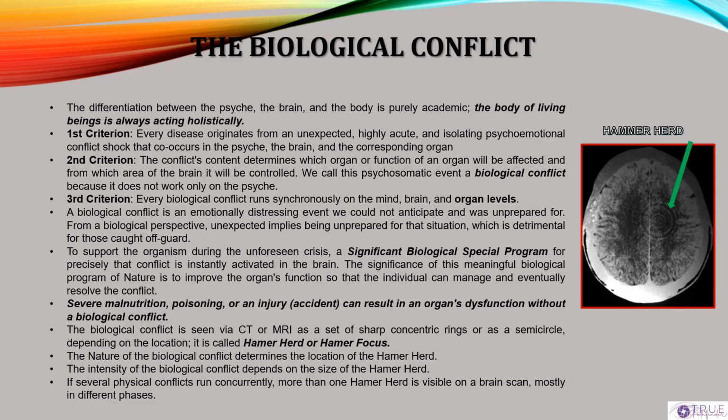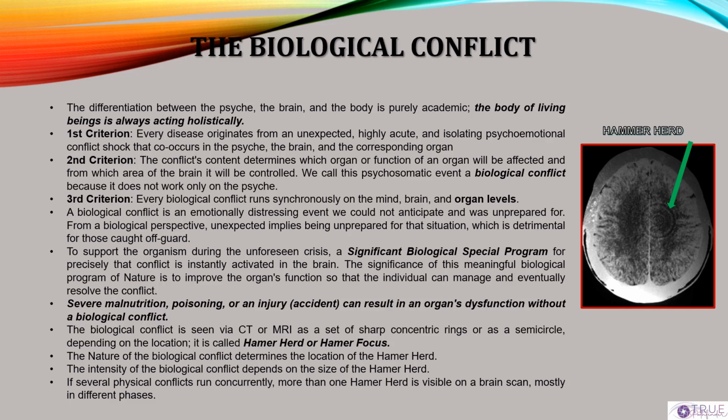Secondly, the conflict's content determines which organ or function of an organ will be affected and from which area of the brain it will be controlled. We call this psychosomatic events or biological conflicts because they do not work only on the psyche. Thirdly, every biological conflict runs synchronously on the mind, brain and organ level.